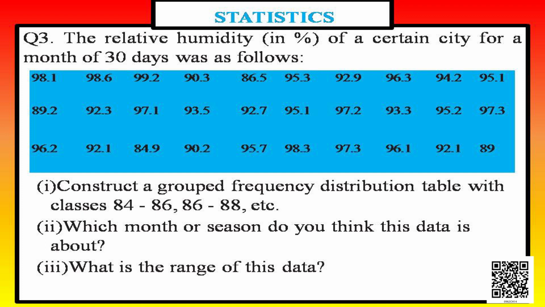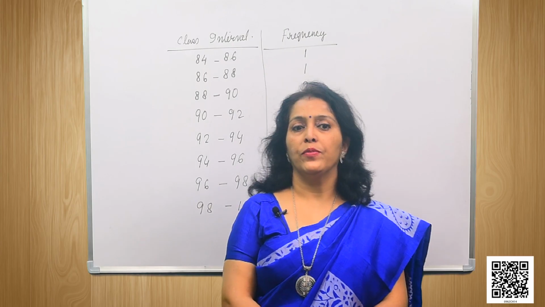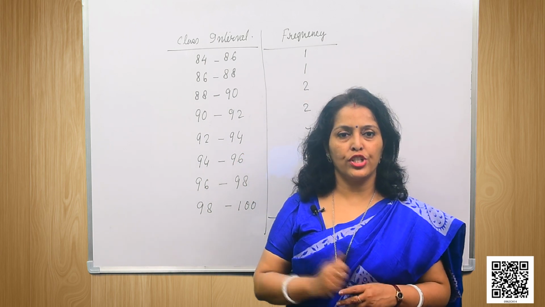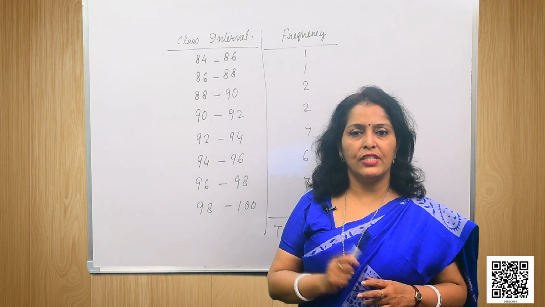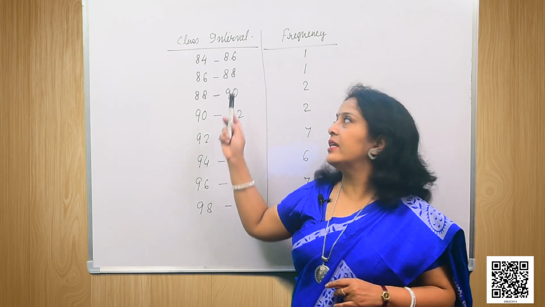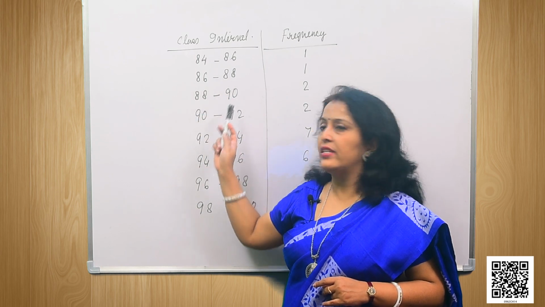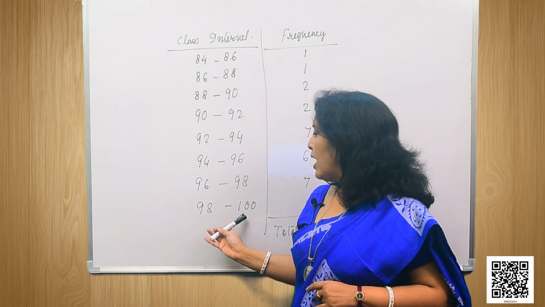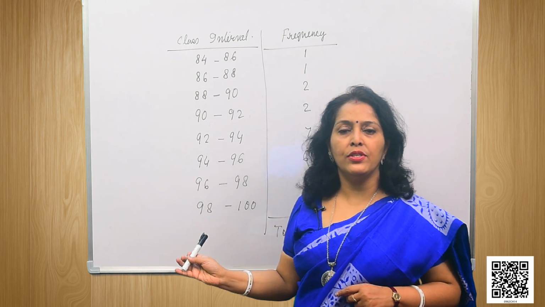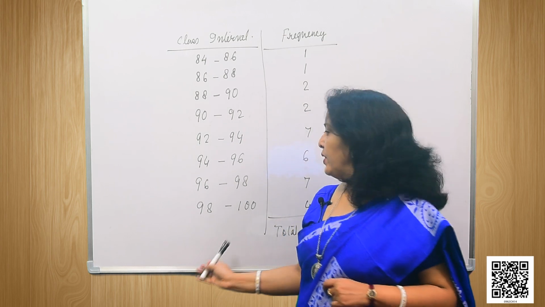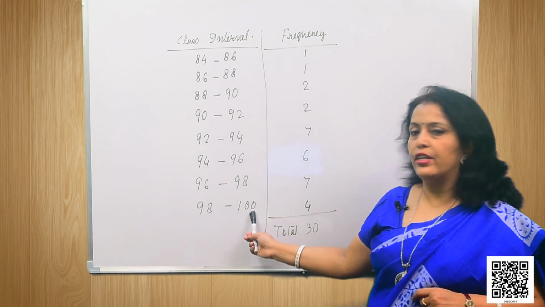So let me do it. First we will make the grouped frequency distribution table with the data given to us. Okay. So this is the grouped frequency distribution table I have made for question number 3. As the question was given, according to that I have made the class intervals as 84 to 86, 86 to 88, 88 to 90 and so on until I have taken up to 100, because we have some numbers where we have 98.3 in the last line. To include that I have taken 98 to 100.